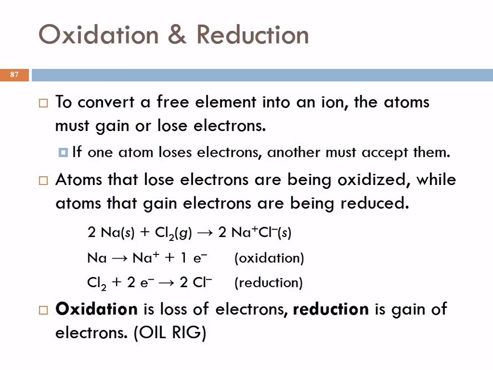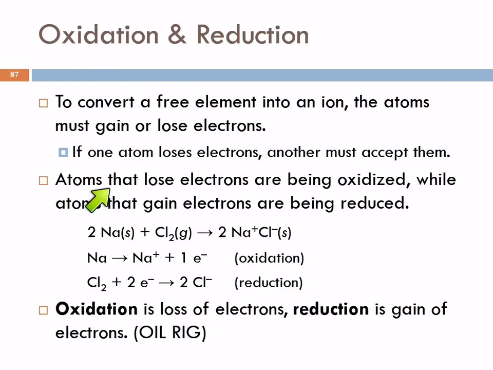In order for a free element to become an ion, there has to be the gain or loss of electrons. And if one atom loses electrons, another atom has to gain them. There's no electron bank where you can go and just make a withdrawal, and there's no electron shelter where you can donate unwanted electrons. It has to be a direct transfer from one atom to another. So oxidation and reduction always go together. If there's one, there has to be the other.